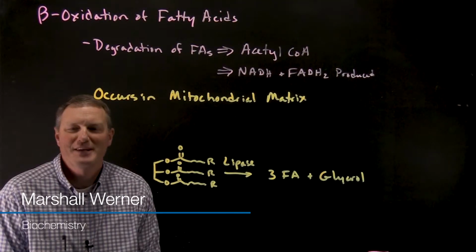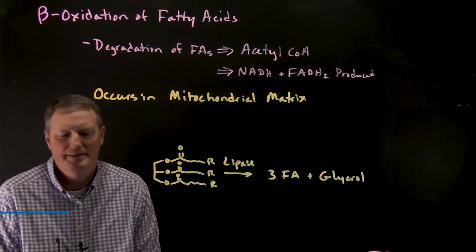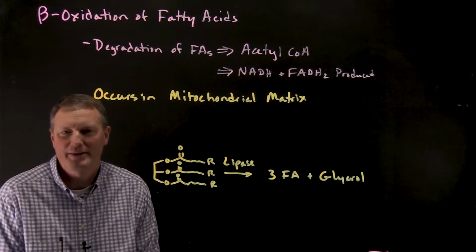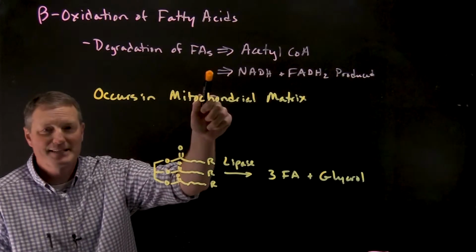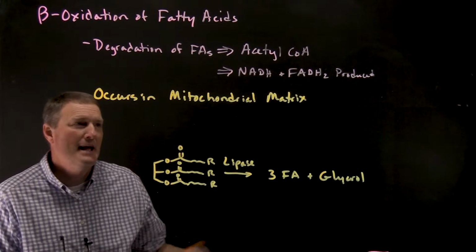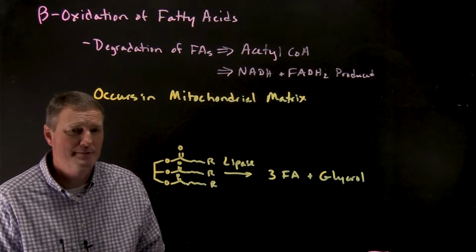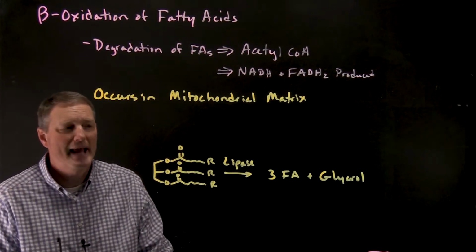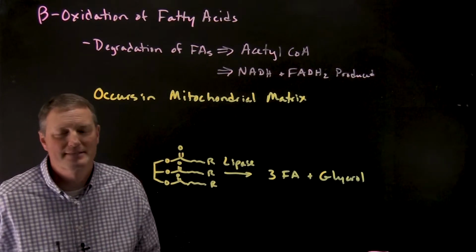Hey everyone, in this video I want to talk about what's called the beta oxidation of fatty acids. This is the degradative process where fatty acid chains can be broken down into small 2-carbon fragments. So basically the degradation of fatty acids produces units of acetyl-CoA, so 2-carbon fragments. And along the way some NADH and some FADH2 are going to be produced. These processes called beta oxidation, these are the catabolic processes to break down fatty acids. This occurs in the mitochondrial matrix.